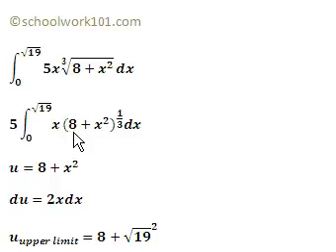And like I said, usually under radicals or in parentheses, sometimes in denominators, is where we find our u. So we've identified u to be 8 plus x squared, and we take the derivative and we get 2x dx. Now I'm going to be converting my limits, my upper and lower limits. Let me also add to this that I went ahead and brought the 5 out and just kind of got it out of the way.